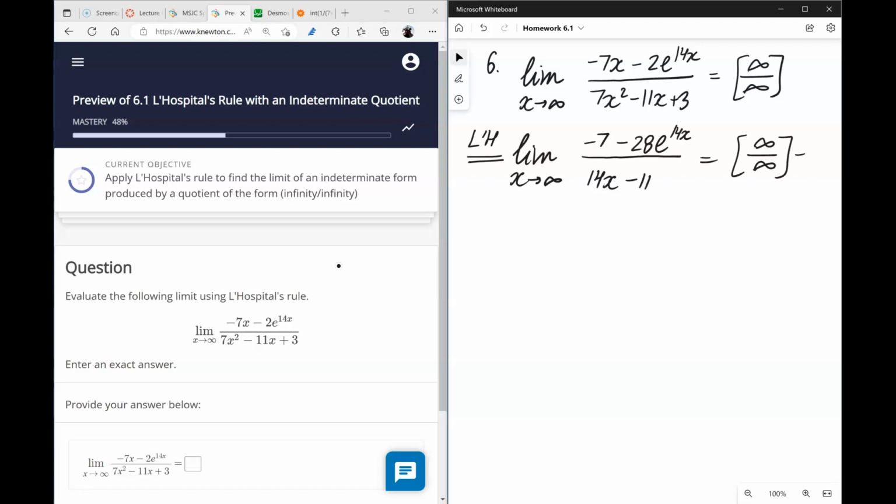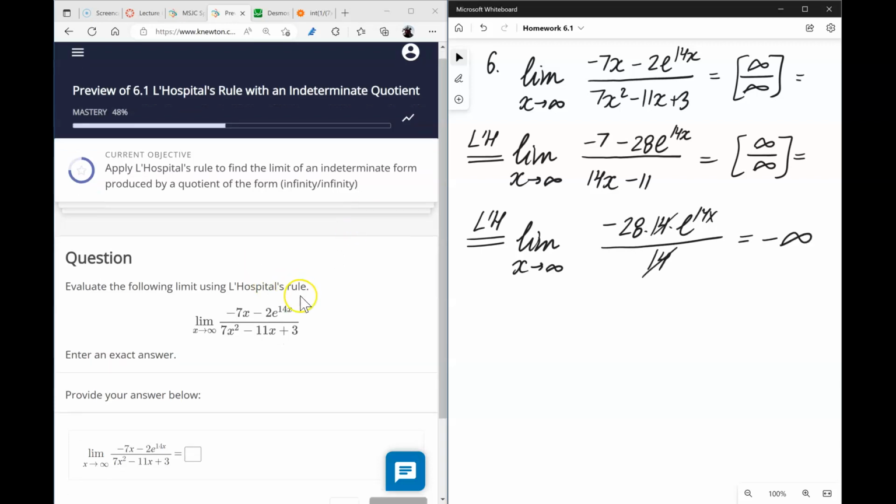And again, when we say infinity over infinity, it doesn't matter if it's positive infinity or negative infinity. So L'Hopital's rule works very well. And here, the last derivative will be negative 28 times 14e to the 14x. But in the denominator, we just have 14. So the answer is negative infinity.